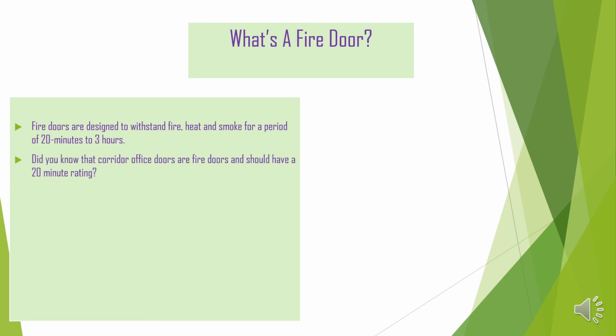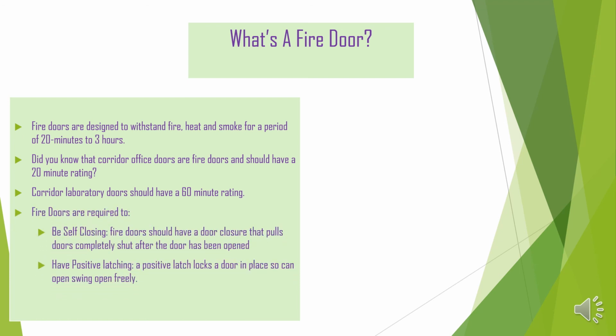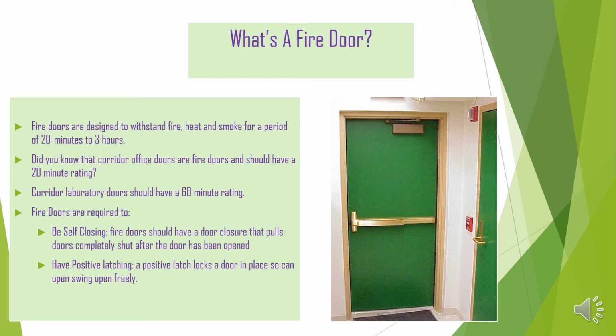Did you know that a corridor office door, the fire door, should have a 20-minute rating? It can fight fire for 20 minutes. Corridor laboratory doors should withstand fire with a 60-minute rating. Fire doors are required to be self-closing. They have to self-close and have a positive latch lock, with the door in place so it can swing open freely. This is an example of a fire door.